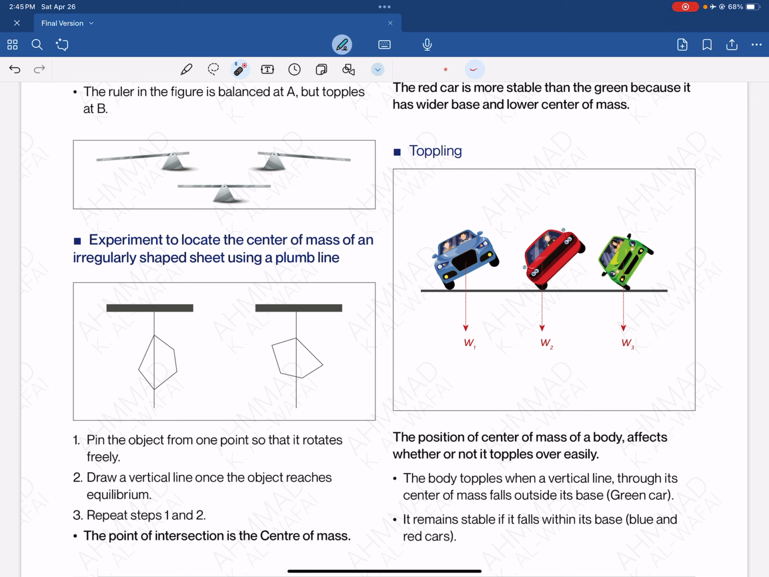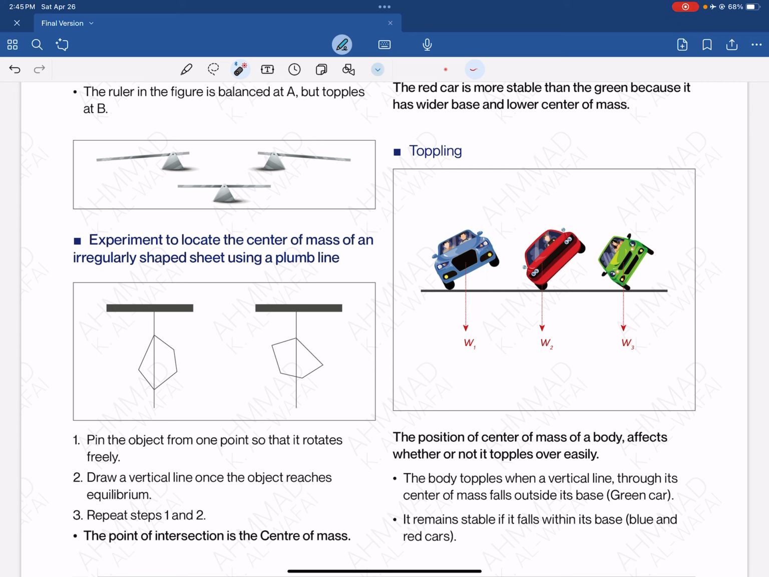Now, this car, for example, is going on a turn and the body is raised, but the weight brings it back because this is the pivot and this is the weight. This is the perpendicular distance between the pivot and the weight. So this causes a turning effect to make it go back to its original position.